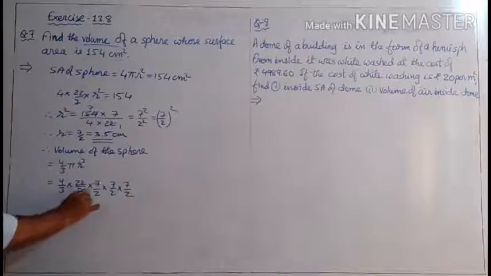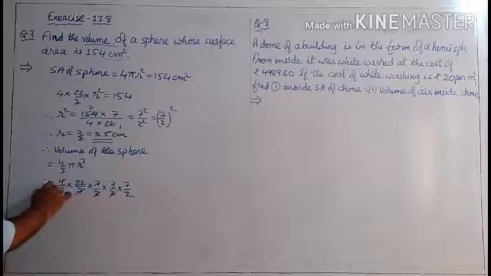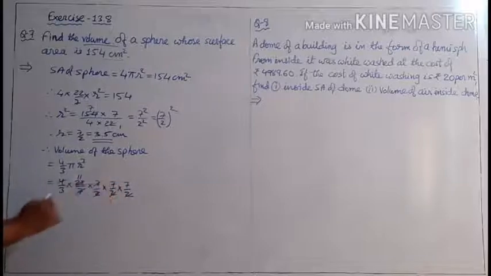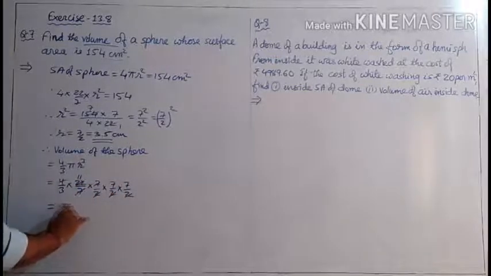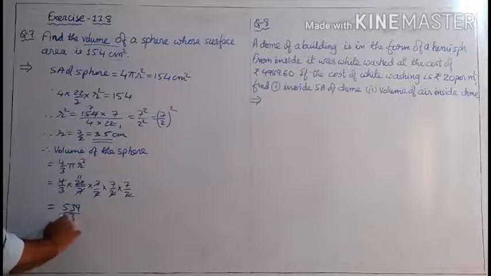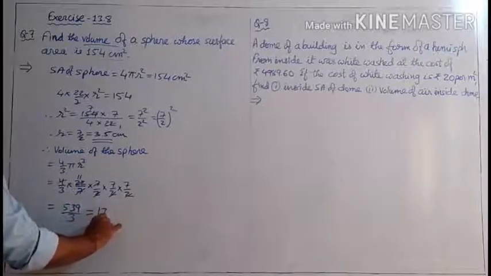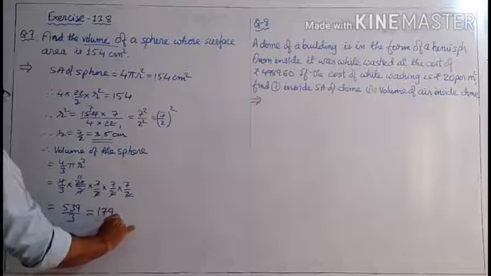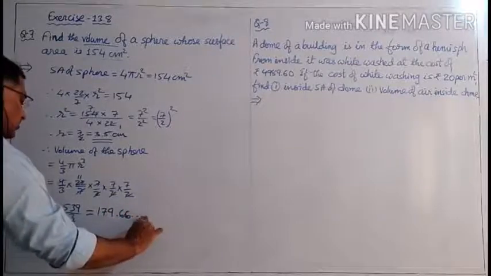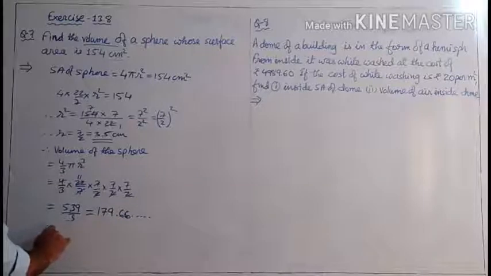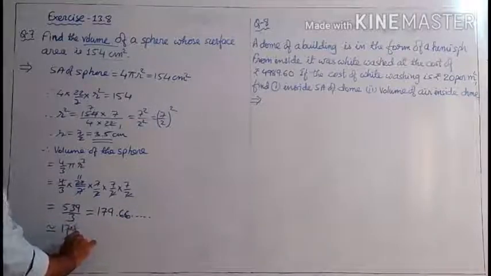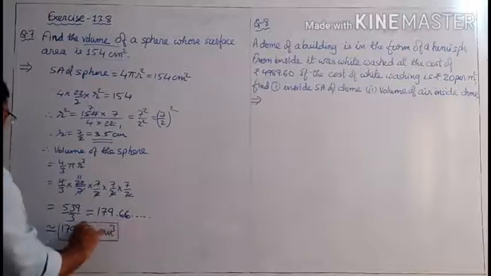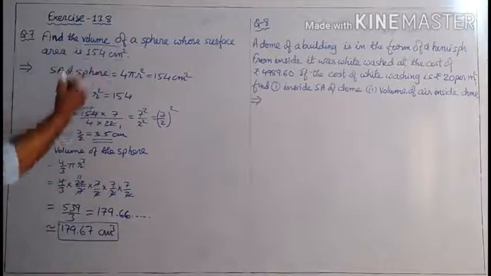So 3 times. Now 7 7 cut. 2 2s are 4. So 4 cut. 2 1 ja. So 2 11 ja. So here we will get 11 into 7 into 7. And that is 7 7 ja 14 and 11 ja 539 divided by 3. So this will get here 179.666 and so on, and therefore we can say here approximately it is 179.67 centimeter cube is the volume of sphere.